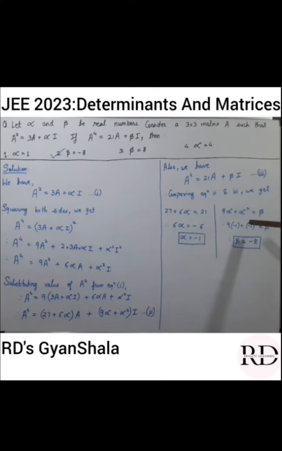So if we solve the first equation, we get the value of alpha as minus 1. And if we substitute this value of alpha as minus 1 here, we get the value of beta as minus 8. So we can see that beta equal to minus 8, option 2 is correct. Options 1, 3 and 4 all are wrong. So therefore beta equal to minus 8, option 2 is correct. Thank you.